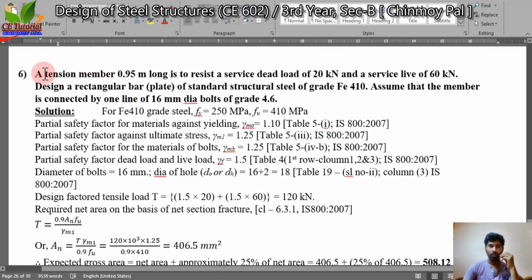Now we can go for design. The problem is a tension member 0.95 meter long and is to resist service dead load of 20 kN and a service live load of 60 kN. Design a rectangular bar of standard structural steel of grade Fe410. Assume that the member is connected by one line of 16 mm bolt of grade 4.6.